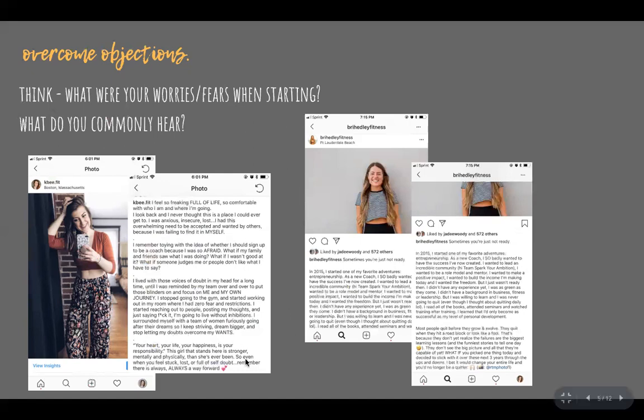So if you look at my post, it says, I feel so freaking full of life, so comfortable with who I am and where I'm going. I look back and I never thought this is a place I could ever get to. I was anxious, insecure, lost. I had this overwhelming need to be accepted and wanted by others because I was failing to find it in myself. I remember toying with the idea of whether I should sign up to be a coach because I was so afraid. What if my family and friends saw what I was doing? What if I wasn't good at it? What if someone judges me or people don't like what I have to say?